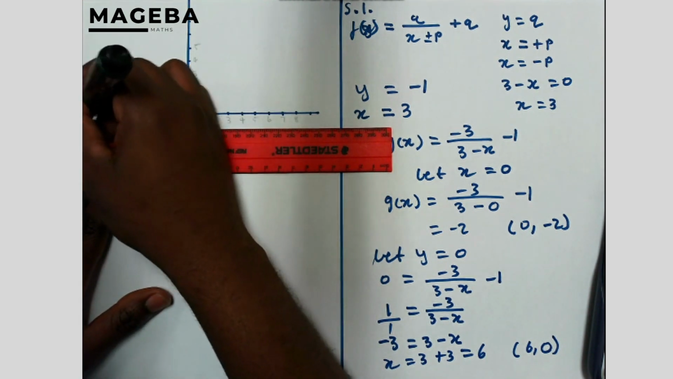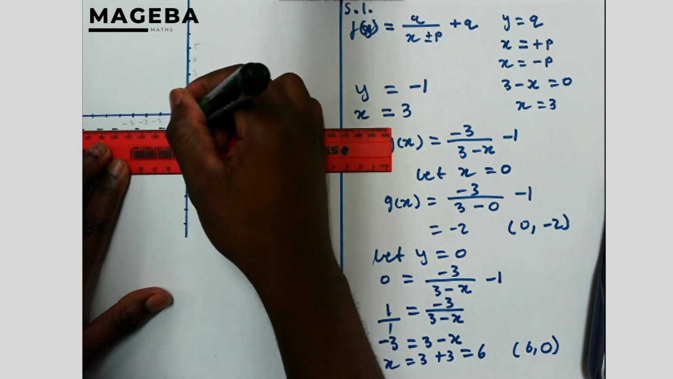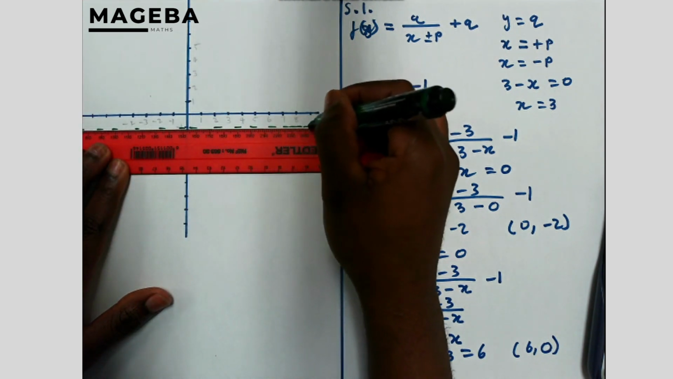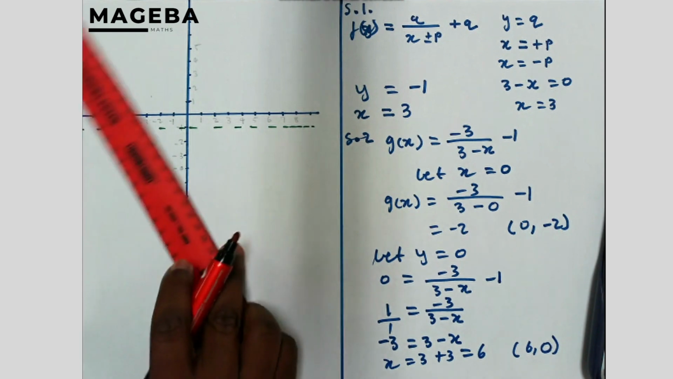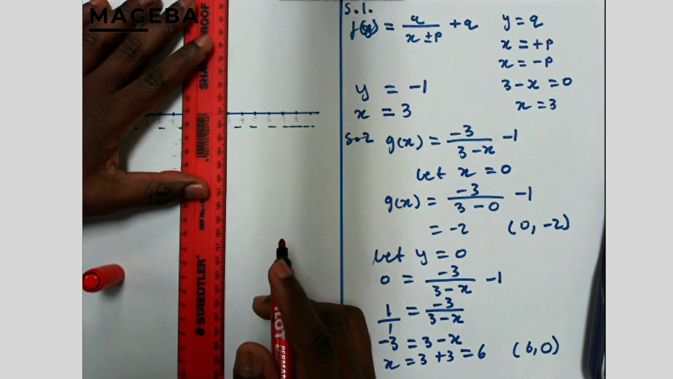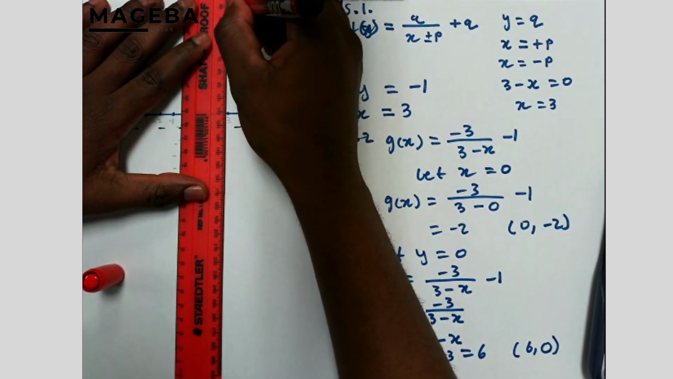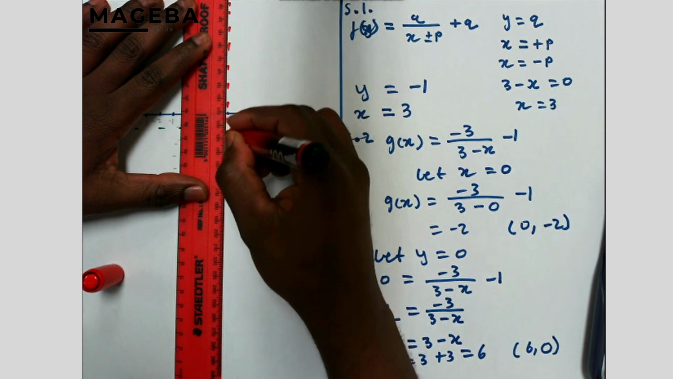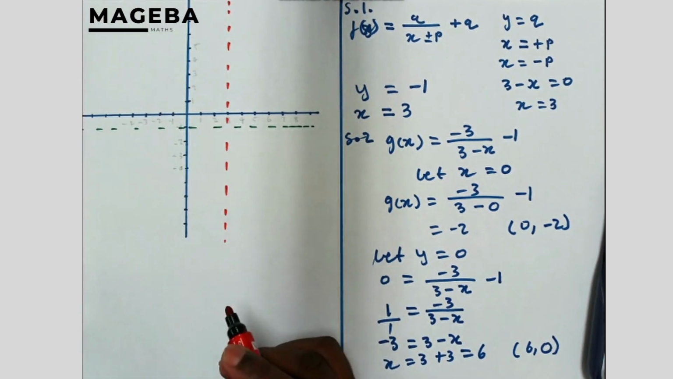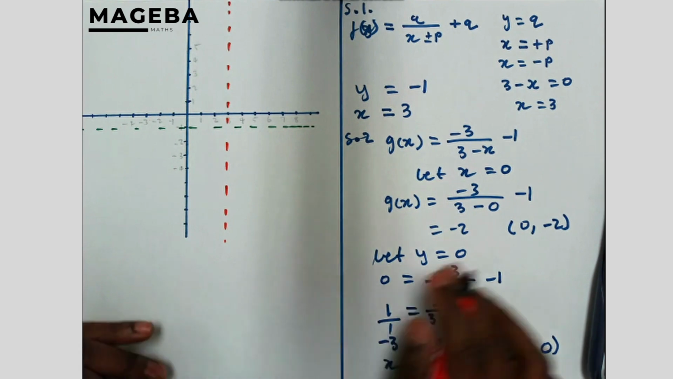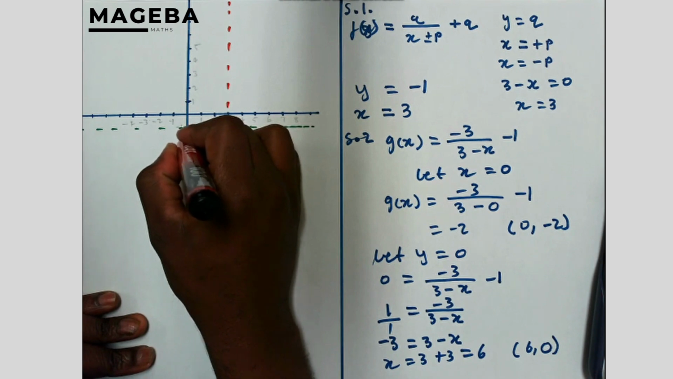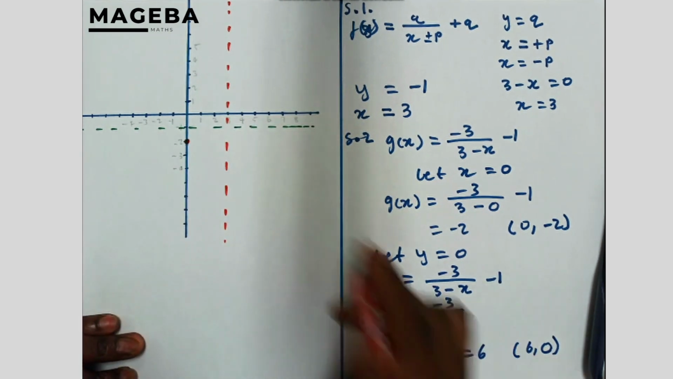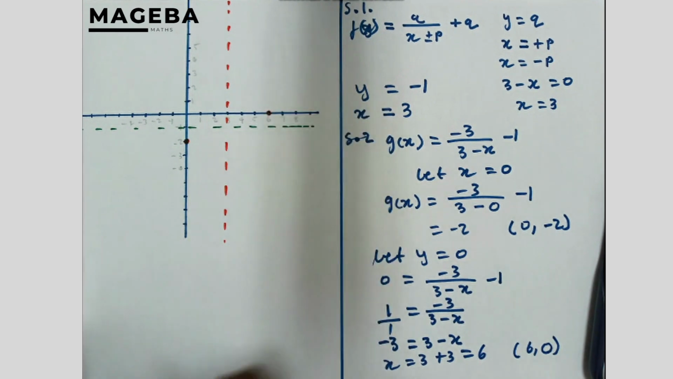If we draw our y asymptote here, we know that's where our graph is undefined. And then we have x equal to 3. That is our x asymptote, and that's where our graph is undefined. And then I have a point where 0 maps to -2, which is this one here. And I also have 6 maps to 0, which is my point here.